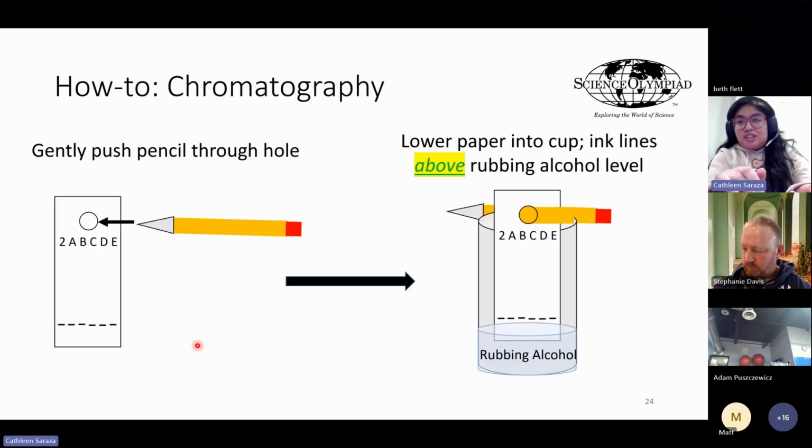You'll find that actually the rubbing alcohol will turn black or whatever color the ink is because the ink will just dissolve into the rubbing alcohol. So I emphasize that the ink line should be above the rubbing alcohol level and the paper should be centered on the pencil.